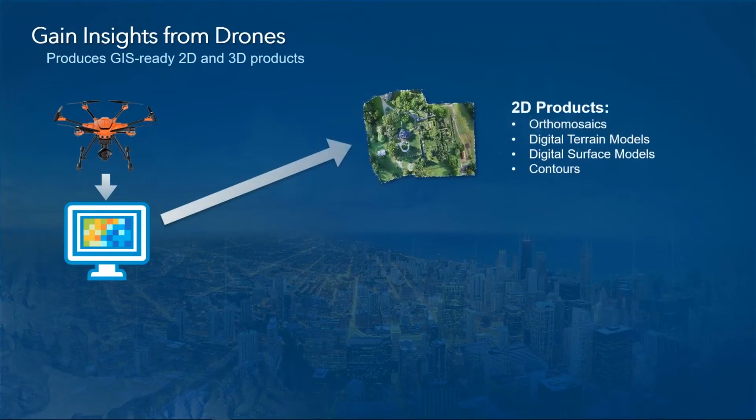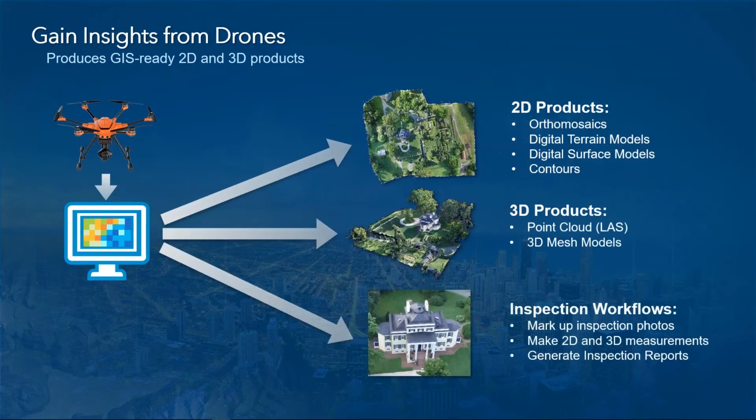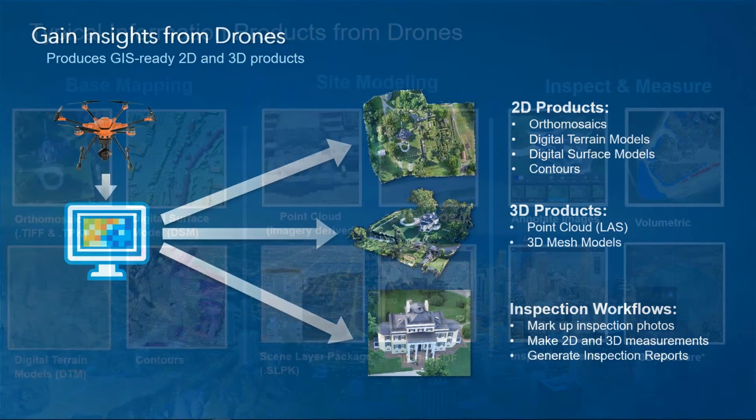We're able to generate 2D products, so you can create orthomosaics, digital terrain models, and surface models and contours. We can generate 3D products such as point clouds and 3D meshes, and we can create inspection workflows as well for markups and making 2D and 3D measurements, all from your drone imagery.